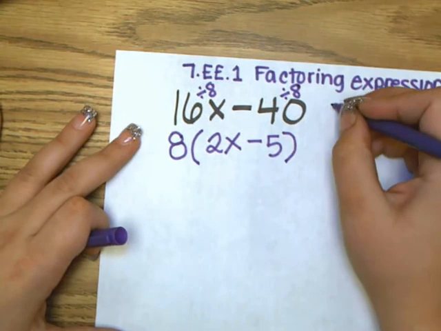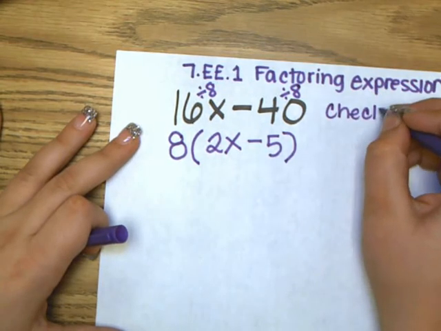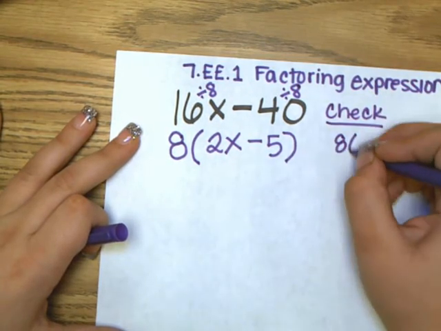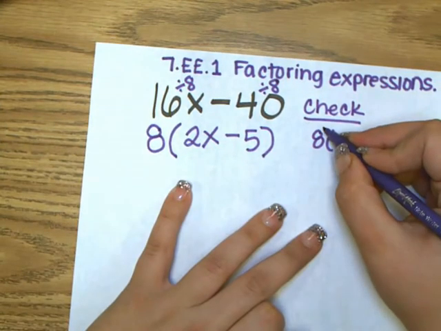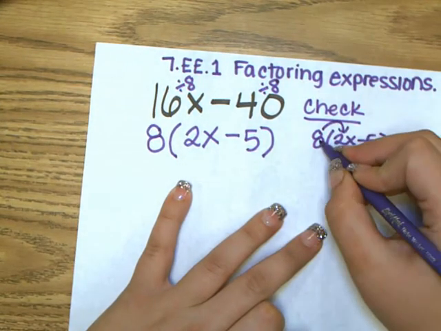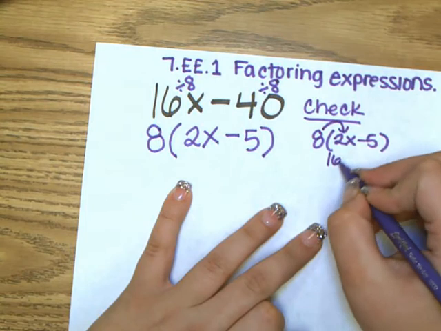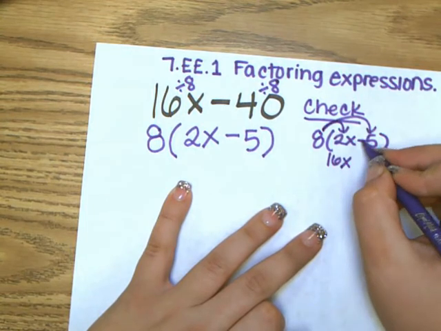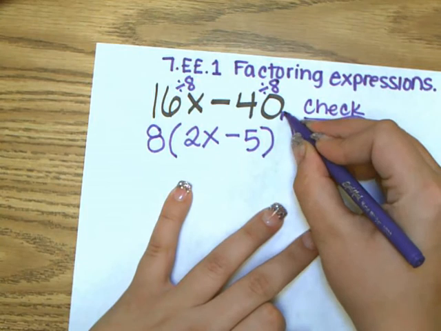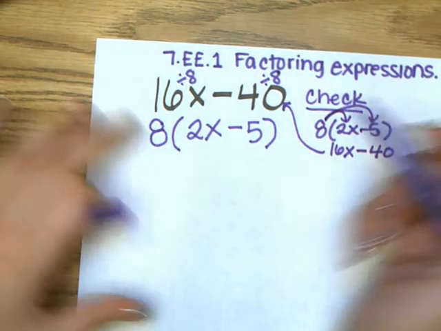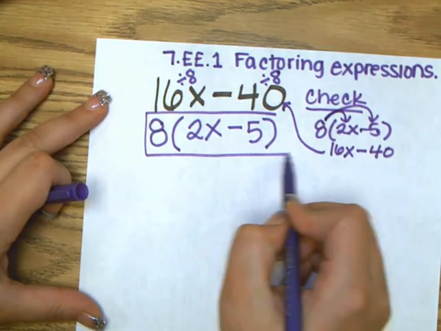expression. Now the nice thing about factoring is you can check. So if we use the distributive property like we did yesterday, 8 times 2x is 16x, and 8 times negative 5 is negative 40, and we get what we started with. So this is my final answer.